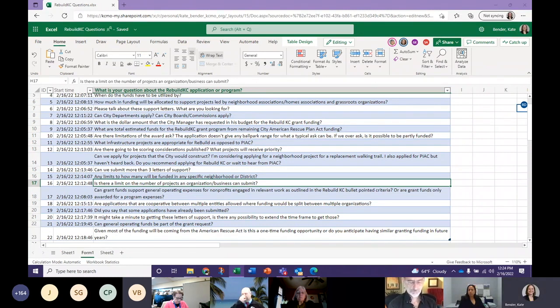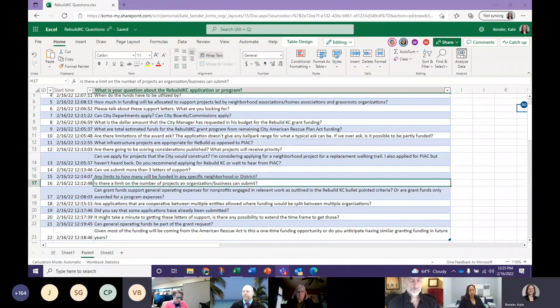Questions about whether national organizations with a KC presence can apply. It's not limited to KC, correct? No, it's not limited to a KC organization necessarily, but the project or the program must occur in Kansas City. But an organization from outside of Kansas City could apply.